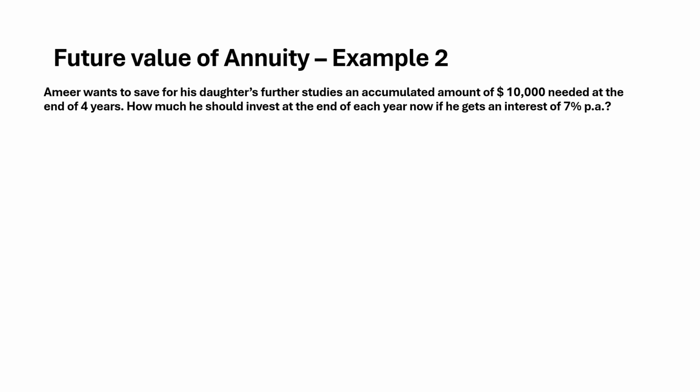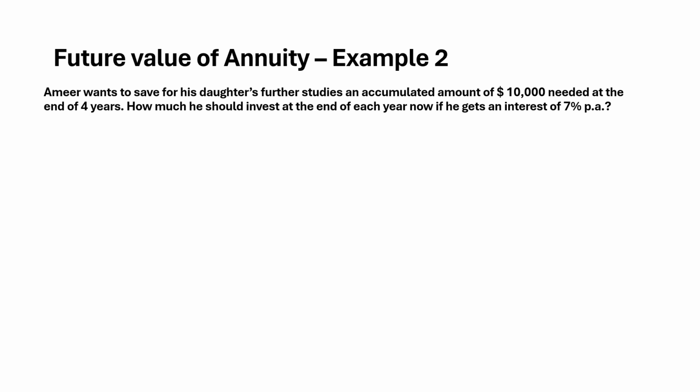So Amir wants to save for his daughter's further studies an accumulated amount of $10,000 needed at the end of 4 years. How much should he invest at the end of each year, if he gets an interest of 7% per annum? So we have to calculate the future value of annuity.